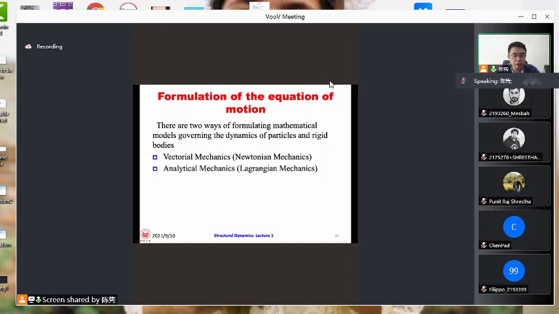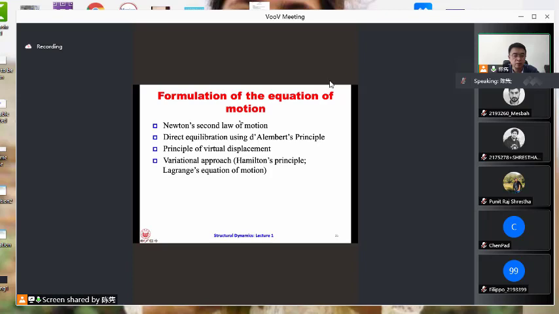One is what we call Newton's mechanics, or sometimes vectorial mechanics, and the second one is analytical mechanics, or sometimes Lagrange mechanics. Both are extremely big names among researchers. I think you are too familiar with these. So we basically have these two ways, and more specifically, we can have these methods.